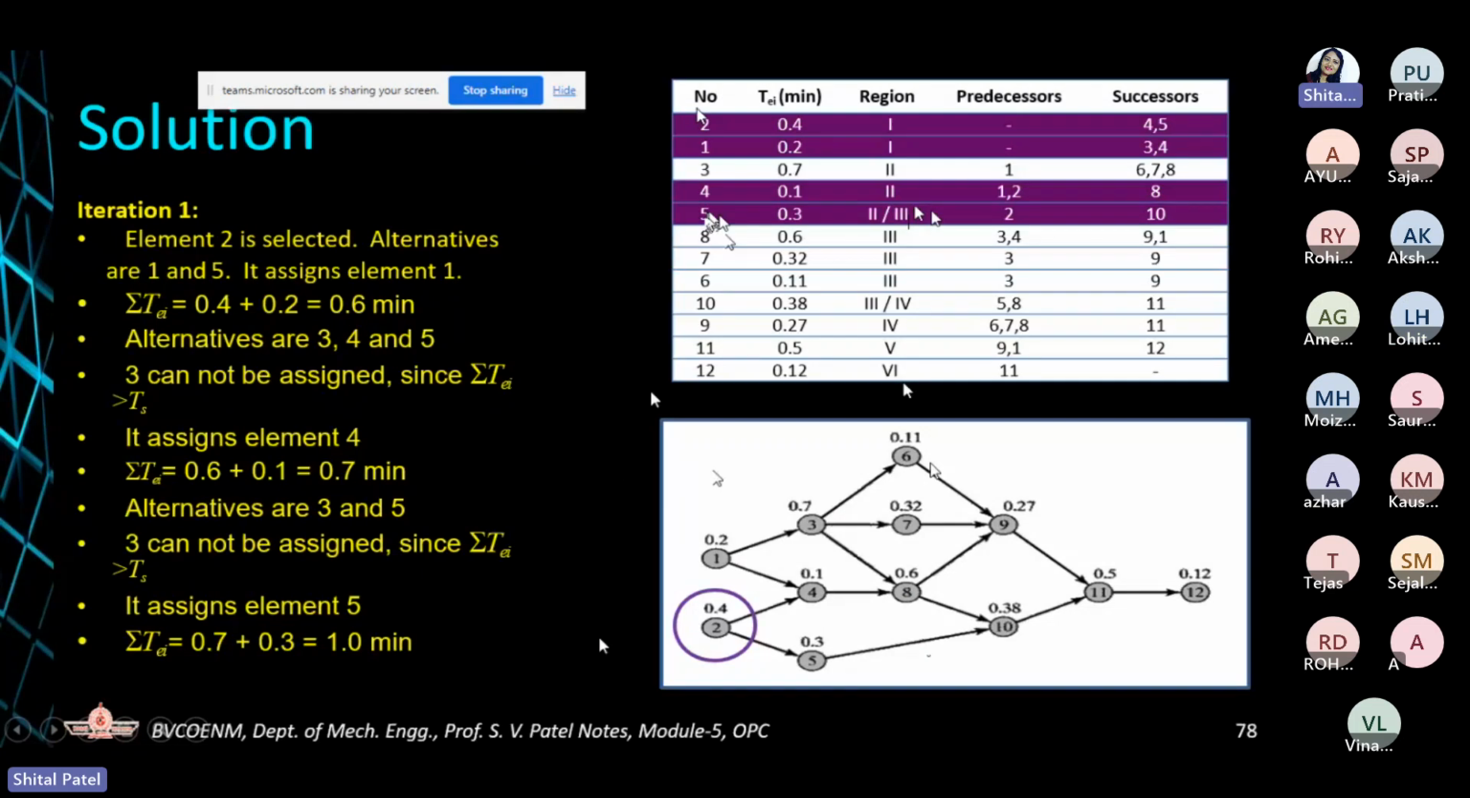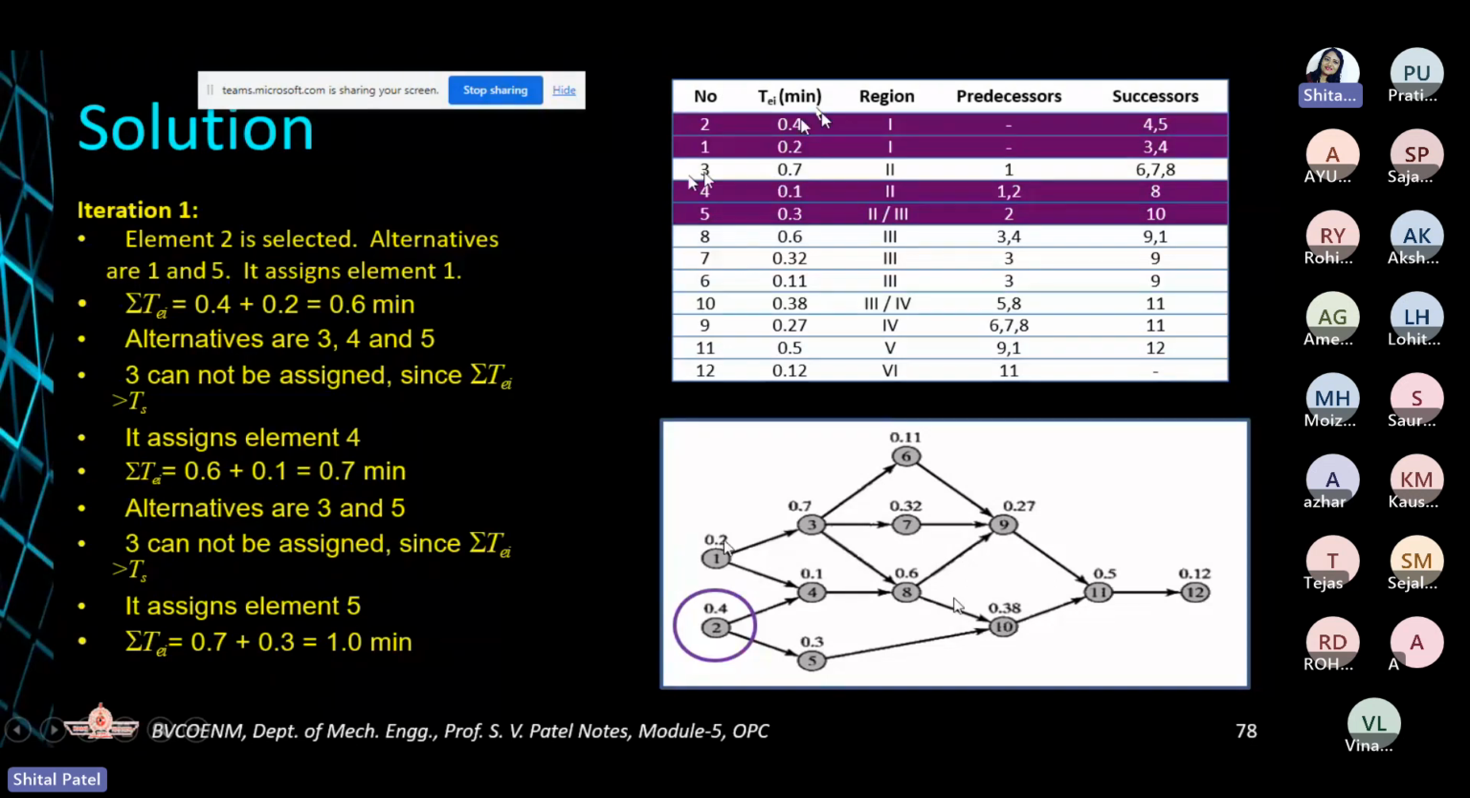Okay, ma'am. Okay. So after segregating the whole network diagram into regions, you just prepare the table. Now we are going to group the activities to convert it in terms of workstations. So here again we process further. We have activity number 2, which is 0.4 minutes. Then activity 1, 0.2 minutes.